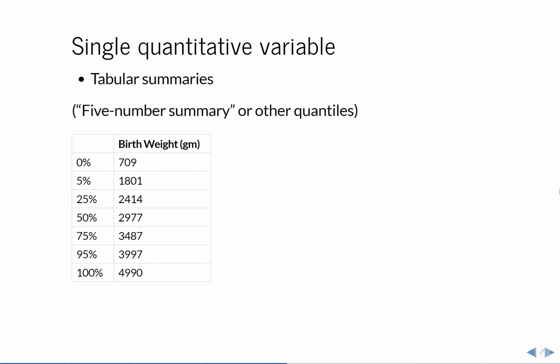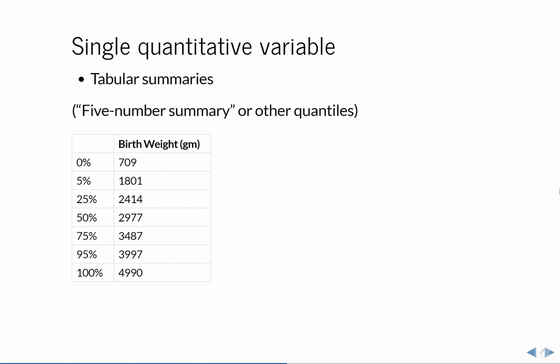You can also take those numbers and put them in tabular summaries. I don't prefer this because I think these are a little bit hard to read. But for example, you can look at percentiles. So in the middle of this chart, the 50th percentile is 2977. That would be the median. If you were to line up all of the babies from lightest to heaviest, the very center of that group, the middle baby would weigh 2977 grams. So that's the 50th percentile or the median.